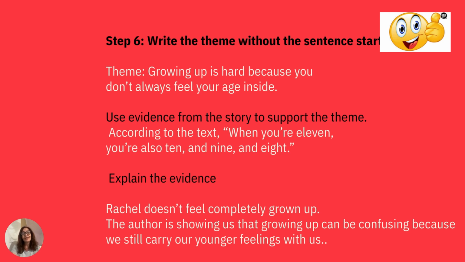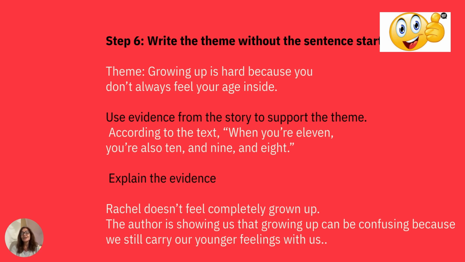And we are done. So we have the theme, we provide evidence, and we explain the evidence to connect it to our theme. So finding the theme is, like I mentioned before, being a detective. You look for clues in the story that help you understand the author's message. Using this worksheet will keep you organized and will help you explain your thinking clearly.